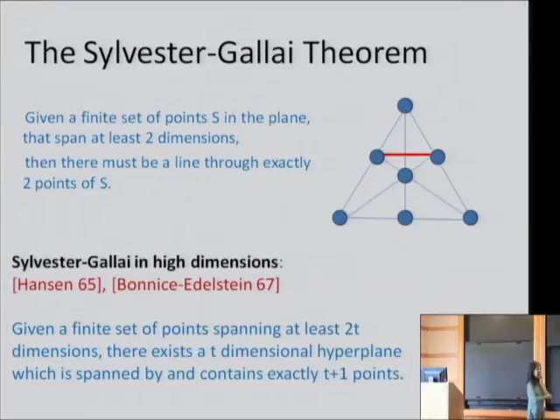Okay, and so there's a higher dimension analog of this theorem too, which is less known perhaps, but as interesting, and it's a straightforward generalization of this, which says that if you have a finite set of points which span at least 2t dimensions, then there must be a t-dimensional hyperplane which contains exactly t plus 1 points and is spanned by those t plus 1 points and contains no other point.